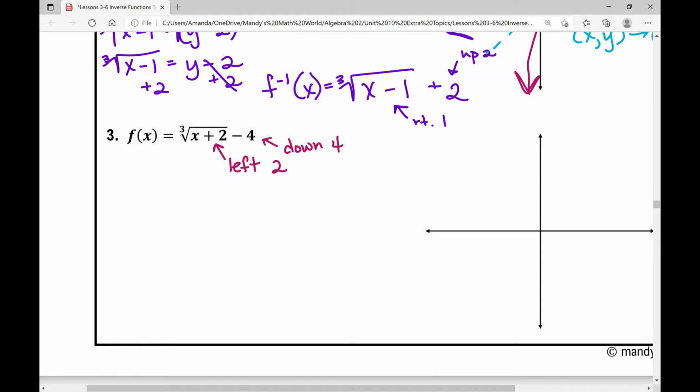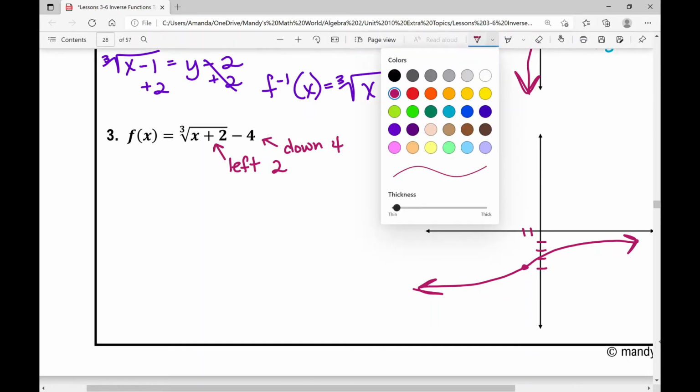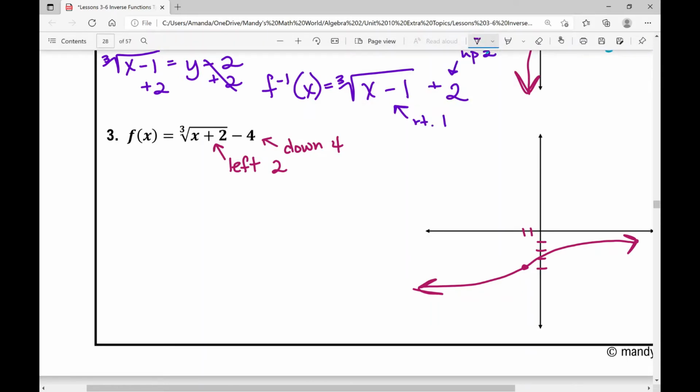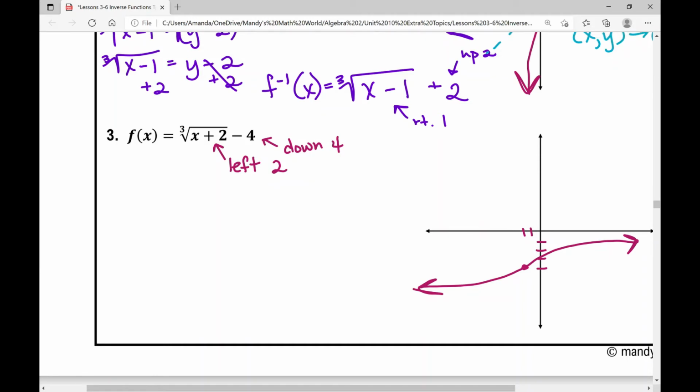So we're going to take that general shape and we're going to move it. Let's say it crosses through that origin. We're going to move it left 2 and down 1, 2, 3, 4, and it's still going to take that same general shape like that. Okay? And remember, this is a rough sketch, so it doesn't really have to be totally perfect. So now let's find the inverse of this function.